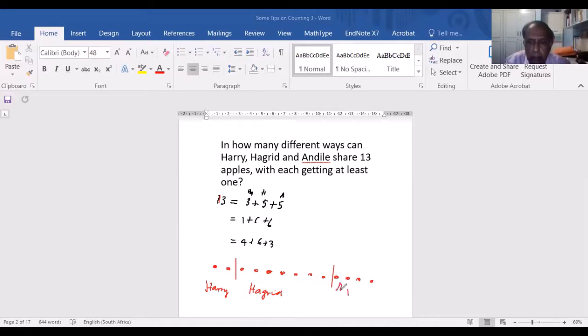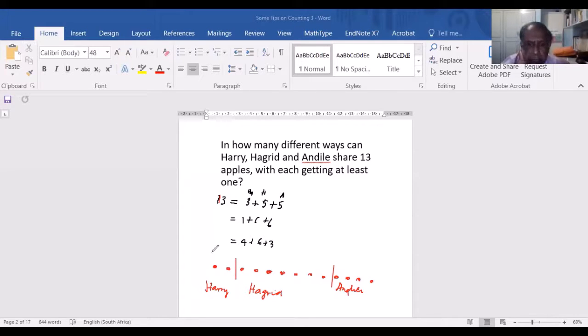Okay, Andila gets 4. So to get a partition of 13, you have to break it up into 3 pieces, and essentially you have to draw 2 vertical lines in the spaces. That's the point. The 2 vertical lines can be anywhere, and they would divide it up into 3 pieces.